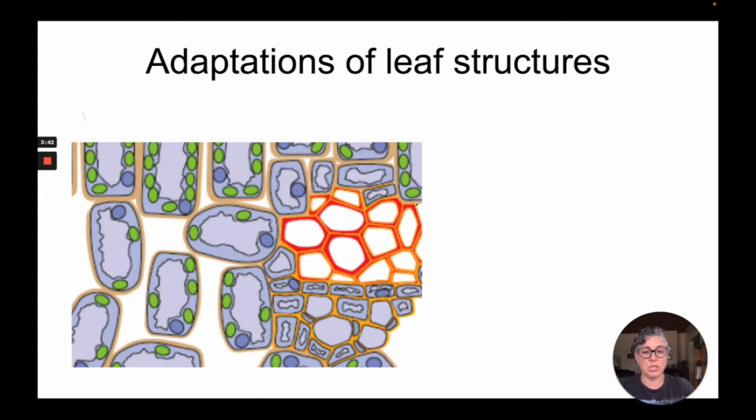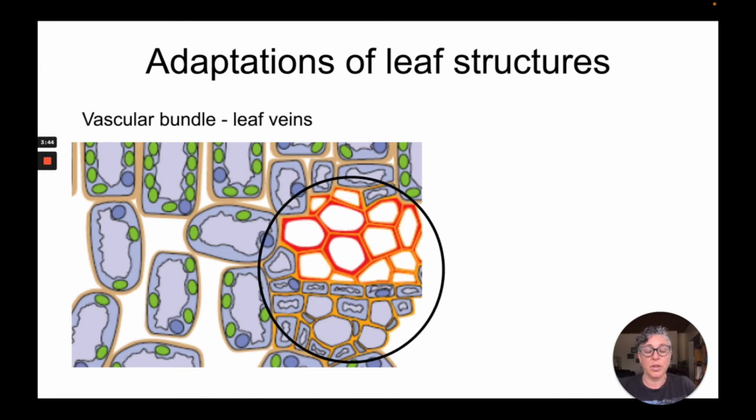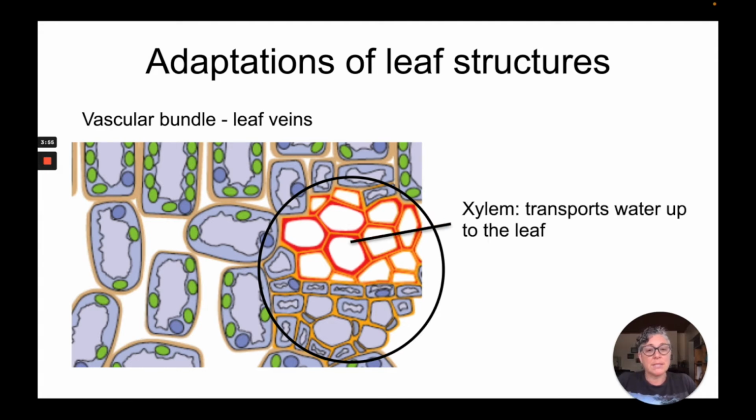Within the mesophyll tissue, we also have the vascular bundle. These are the leaf veins, as we've talked about in the past. And we know that there are two components. The component that is on the upper side of the leaf is the xylem. The xylem is going to transport water up to the leaf. And as we know, water is very important for all of the functions of living organisms, as well as for the functions of enzymes to make photosynthesis happen as quickly as possible.